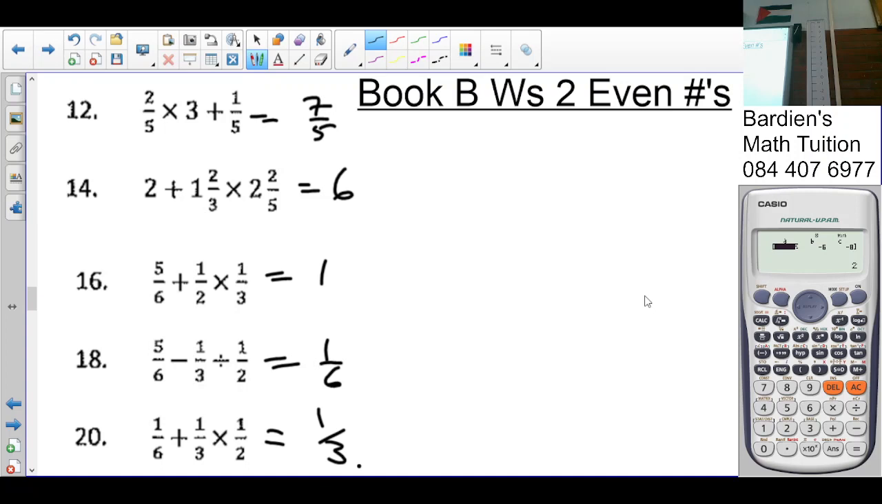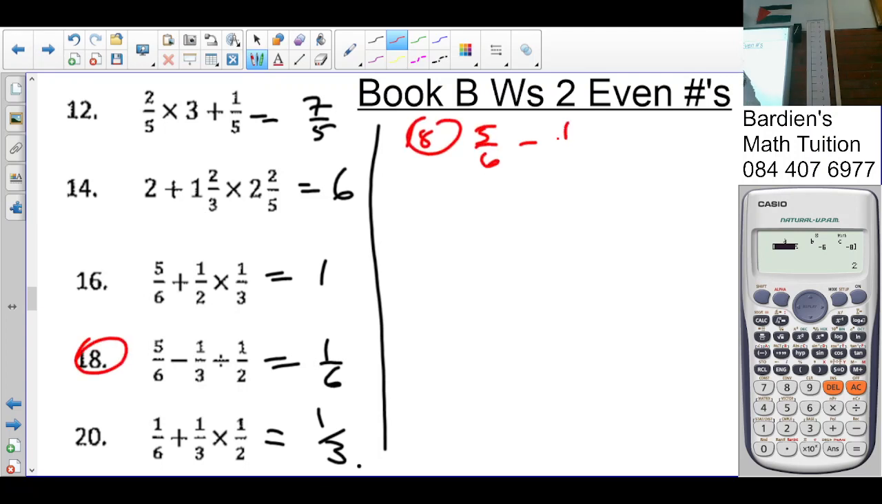Right, any problems with number 12? Any problems with number 12? Number 14. Who's saying yes? Number 14? No? Number 16? Number 18? Right, go for it, Michael. Carry on.